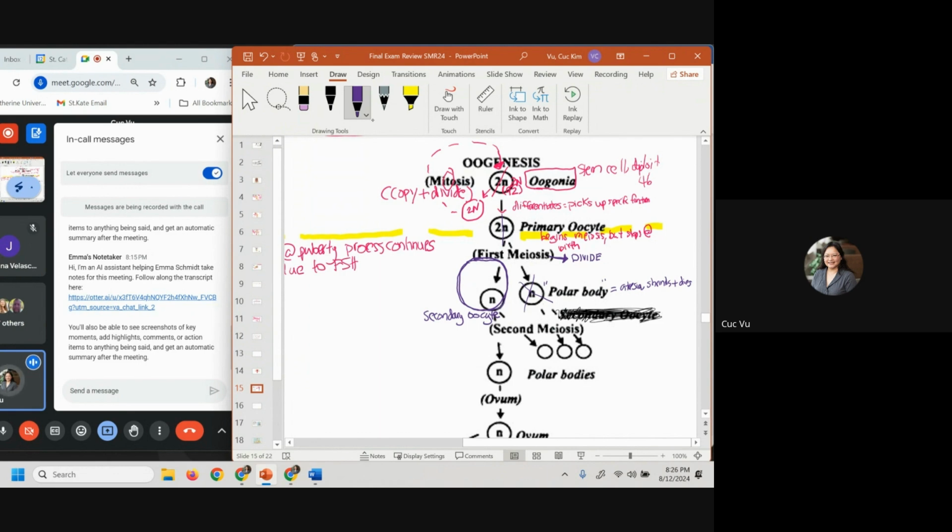Okay. So now this secondary oocyte just stays like this, and it will be ovulated. And what's ovulation? It's when the egg ruptures. Not so much as the egg ruptures, but the follicle ruptures. And when the follicle ruptures, it does release the secondary oocyte. So the secondary oocyte is released upon ovulation.